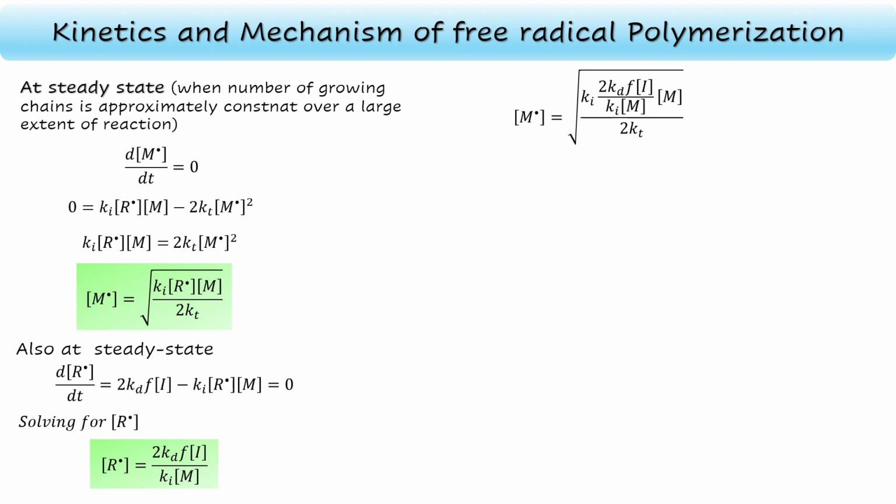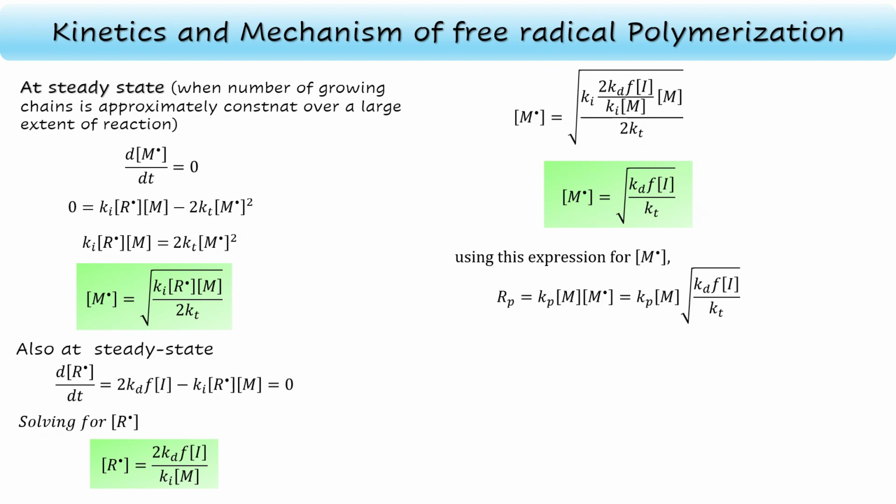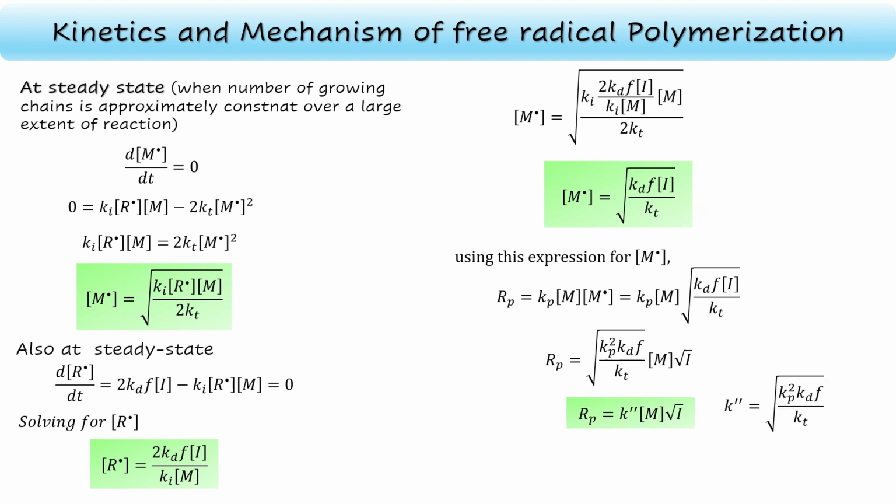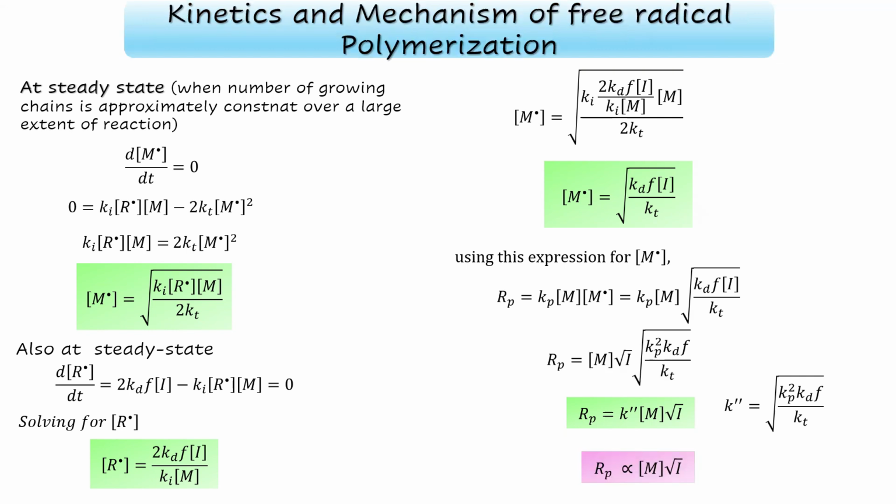Now we use this value of M radical in the rate of propagation expression. After replacing the constant term with the constant K double prime, we get Rp is equal to K double prime, concentration of monomer times the square root of concentration of initiator. Or we can say that the rate of propagation is proportional to the concentration of monomer times the square root of the concentration of initiator.